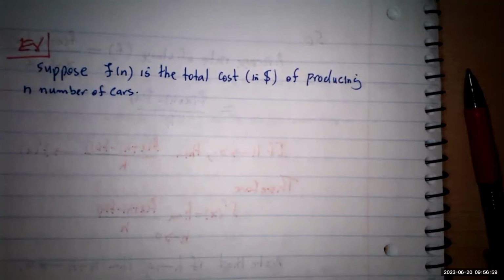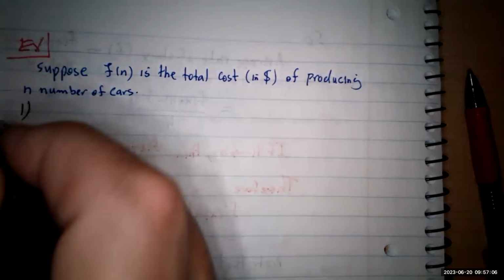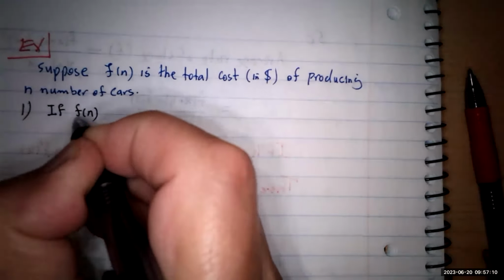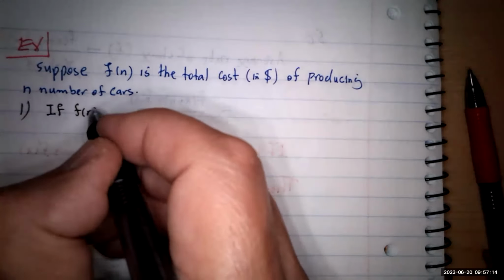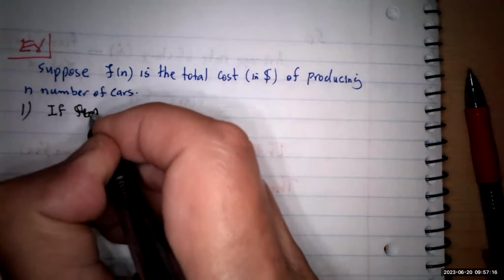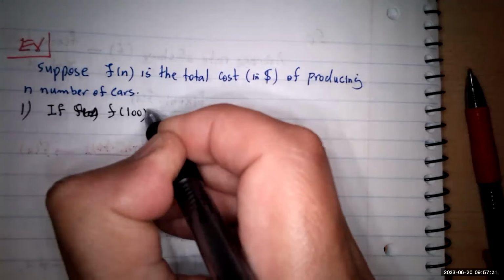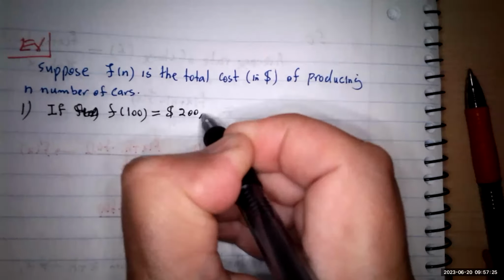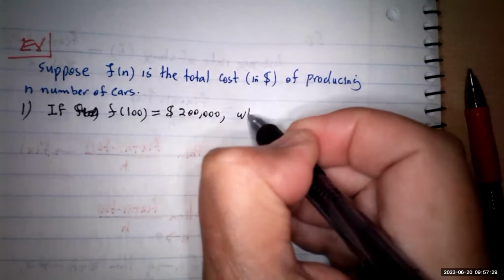So we are going to ask two questions. The first one is, if f of 100 is going to be equal to, let's say, $200,000, what does this expression mean?